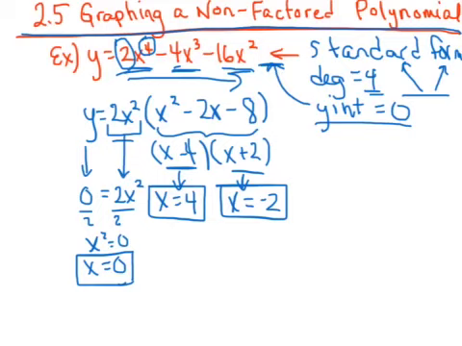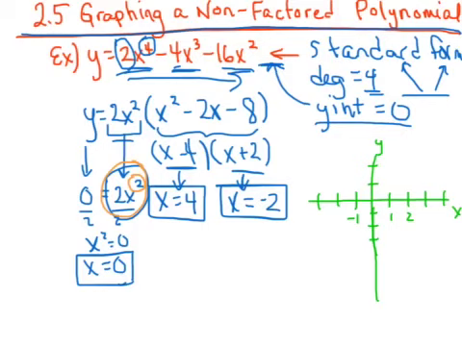The only other thing worth noting is that this 0 here has a multiplicity of 2. A multiplicity of 2, and today in class we discussed that that means that this 0 is going to be a bounce point. So now let's get started graphing this.